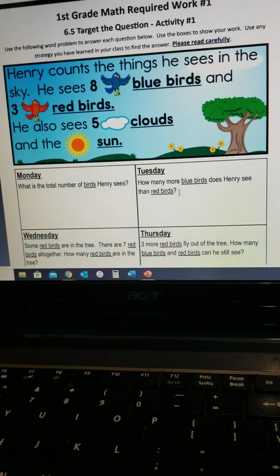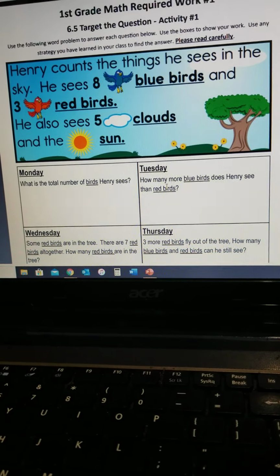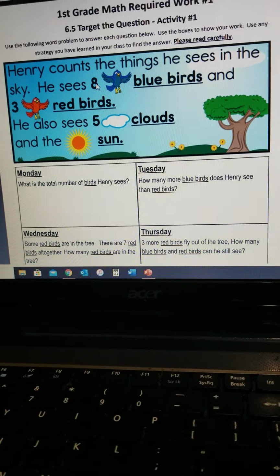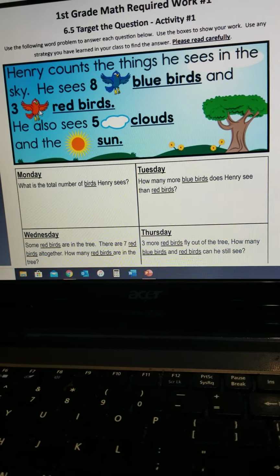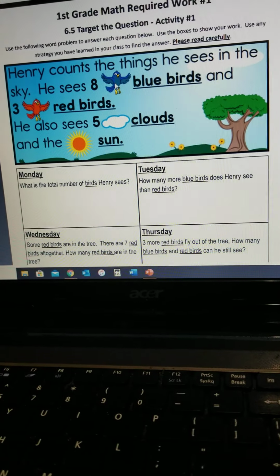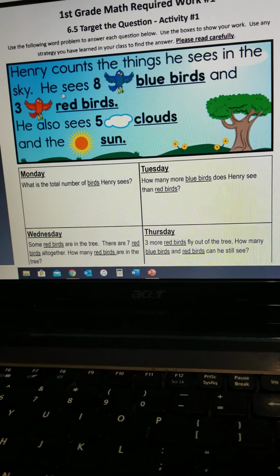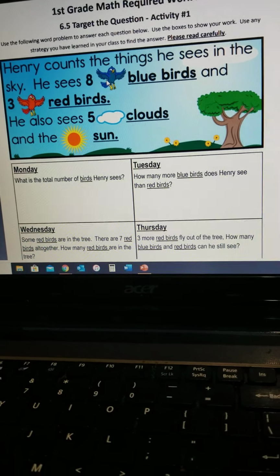On Tuesday, how many more blue birds does Henry see than red birds? So Henry has 8 blue birds, and then he counts 3 red birds. So how would you figure out how many more blue birds he sees than red? Are you going to add the birds together again, or will you be using subtraction?